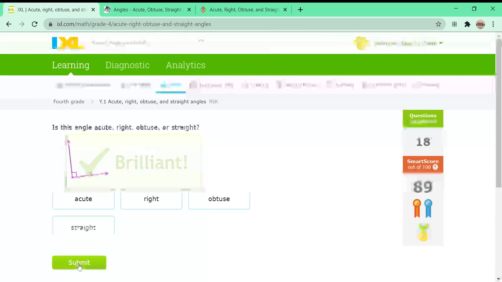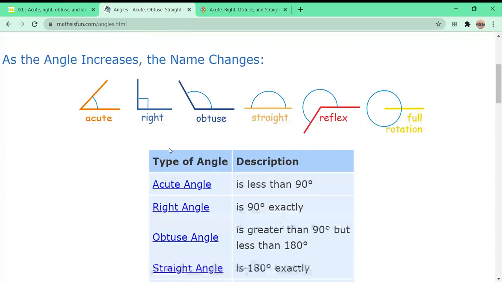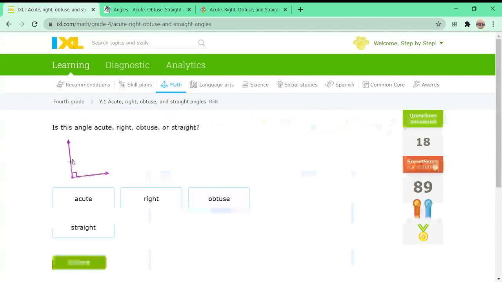Brilliant. Is this angle acute, right, obtuse, or straight? Like we said before, we know that this is a right angle because it's exactly 90 degrees, as shown in this model. It's showing the right angle. So this is definitely a right angle.